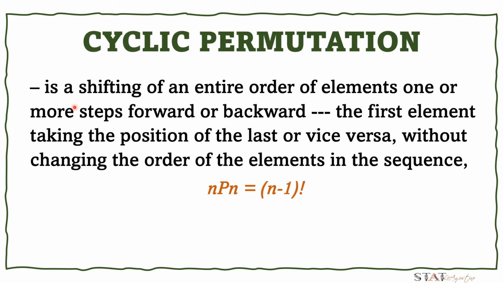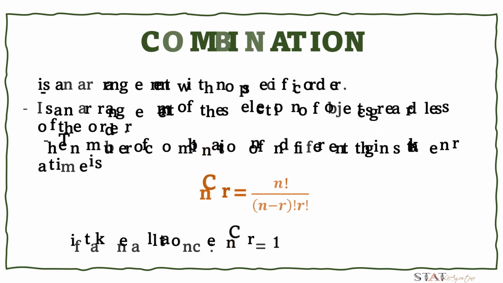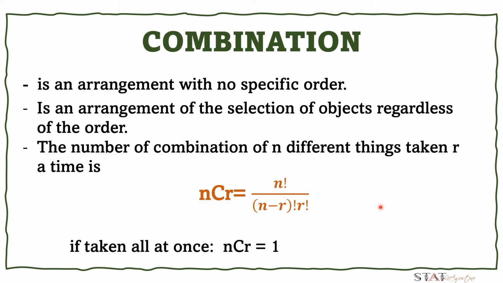Cyclic permutation. It is a shifting of an entire order of elements one or more steps forward or backward. So the first element takes the position of the last or vice versa without changing the order of the elements in the sequence. So this is called cyclic, from the word cycle, permutation. So n P n is equal to n minus 1 factorial. But you will understand it deeply when it is further discussed in your probability subject. And a reminder, probability has something to do with your sampling techniques and your statistical analysis.